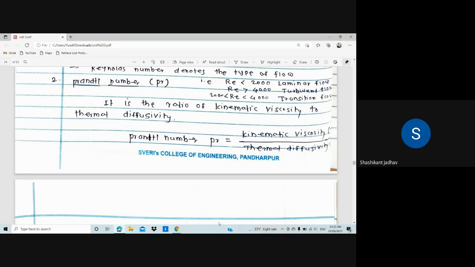It is the ratio of kinematic viscosity to the thermal diffusivity. Kinematic viscosity is denoted by nu, and thermal diffusivity is denoted by alpha. So nu by alpha is nothing but Prandtl number.